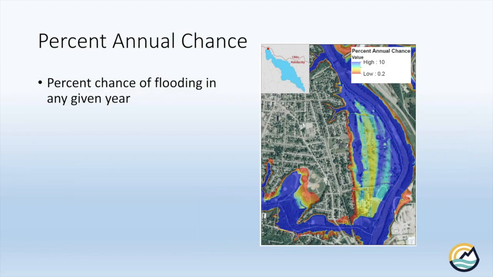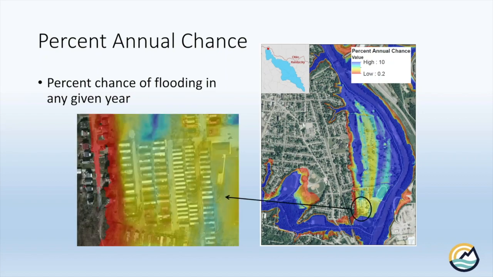Another one they create is the percent annual chance map. So for the NFIP, we regulate the 1% or greater chance flood. And that's really all the flood insurance rate map is telling you: this area in blue has a greater than 1% chance of flooding in a given year. But in certain areas, as you get closer to and farther from the stream, that chance of flooding can go up or down. So what this map is actually showing you is that. What is your percent chance of flooding in a given year?